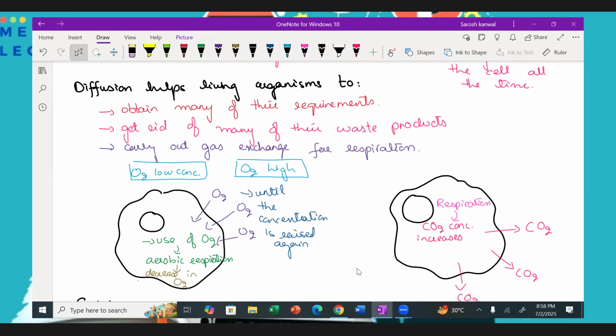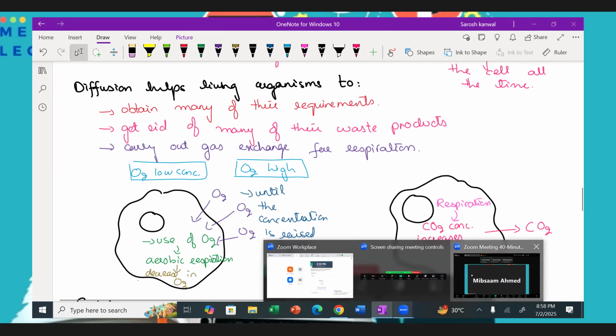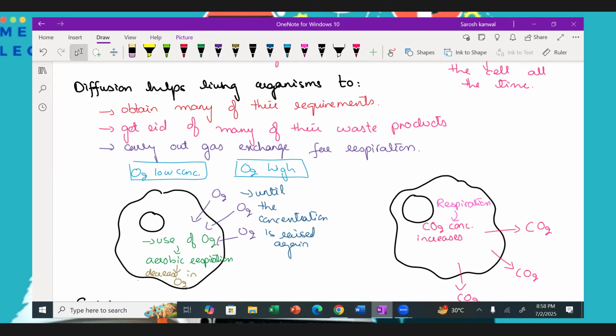Now we have to see how diffusion helps living organisms in different ways. This diffusion helps living organisms to obtain many of their requirements, right? It wants to fulfill requirement of different molecules. So that is facilitated by diffusion. It helps to get rid of many of their waste products, and it helps to carry out gas exchange for respiration. For example, have a look at this.